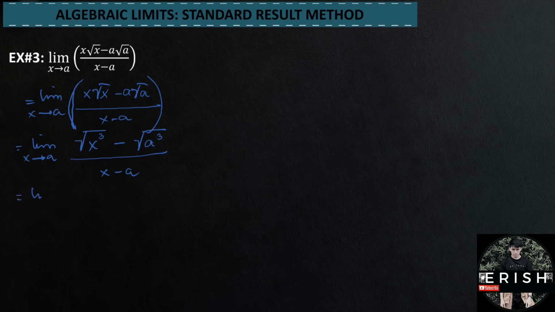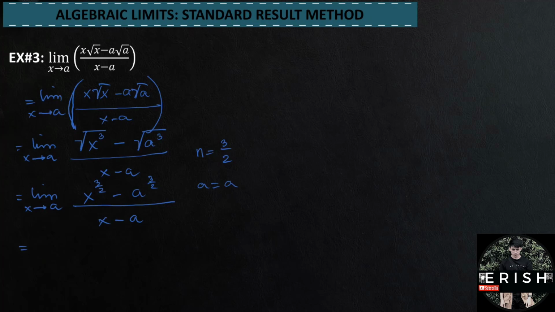Hindi pa tayo tapos, hindi pa natin alam kung ano ba yung value ng n talaga natin. Limits, ulit, lagay natin. Convert natin into exponential form. This is x raised to 3 over 2 minus a raised to 3 over 2 over x minus a as x approaches a. Alam na natin ngayon ang value ng n ay 3 over 2 and ang value ng a natin ay simply a lang din.